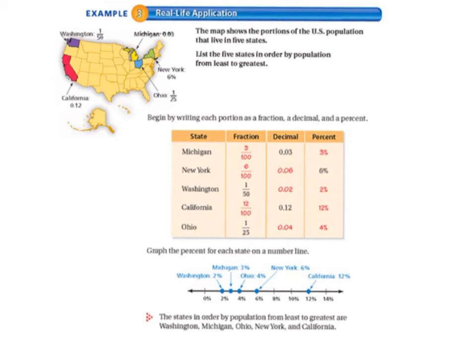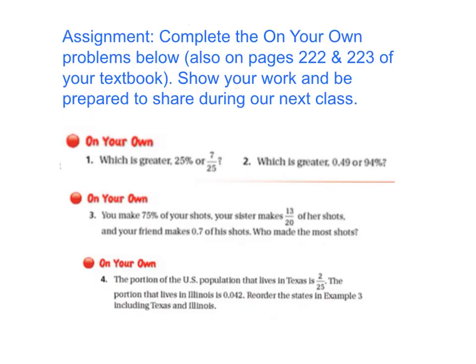If we look at the percentages, we see that Washington is to the left, it's 2%. Michigan is next to it, it's 3%. Ohio is 4%. New York is 6%, and California is 12%. The states in order by population from least to greatest are Washington, Michigan, Ohio, New York, and California.